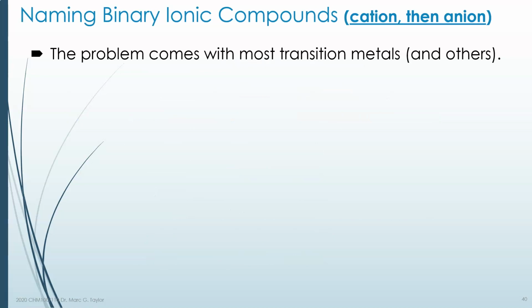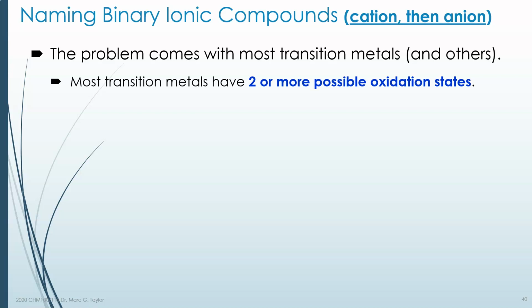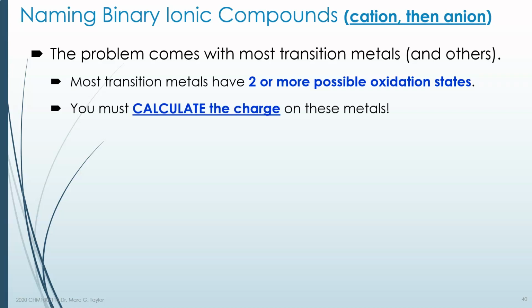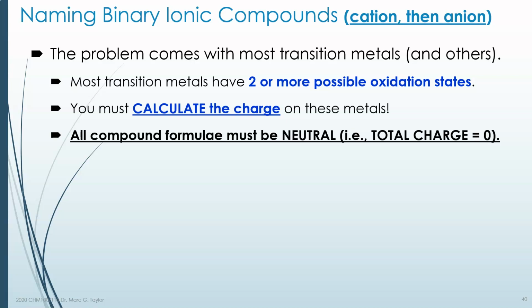So the issue comes with transition metals because we have more than one choice. So if you have more than one possibility, you have to figure out what that possibility is. If somebody gives you a formula, you need to remember a couple things.